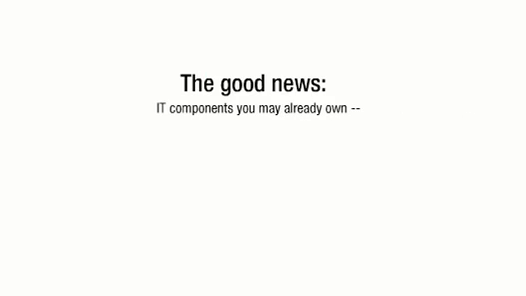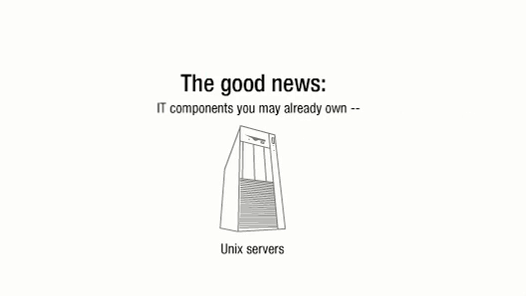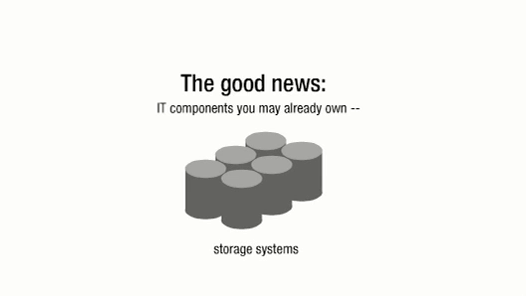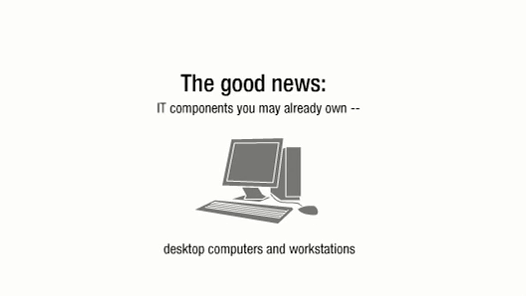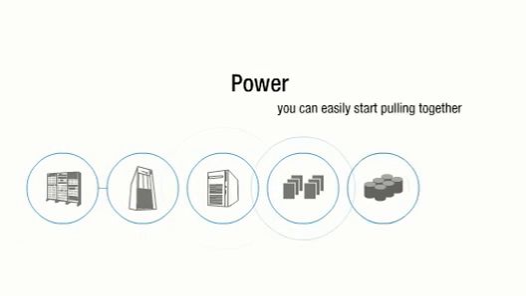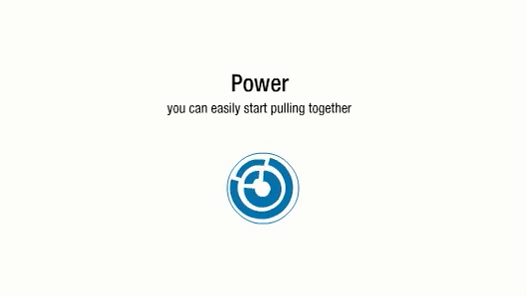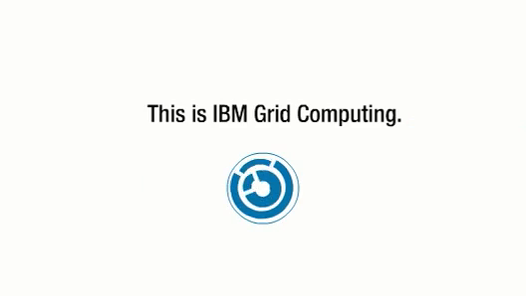The good news? IT components you may already own: mainframes, Unix servers, Intel servers, databases, storage systems, even desktop computers and workstations harbor enormous untapped processing and storage power. Power you can easily start pulling together and dedicating to your most pressing business problems. This is IBM Grid Computing.